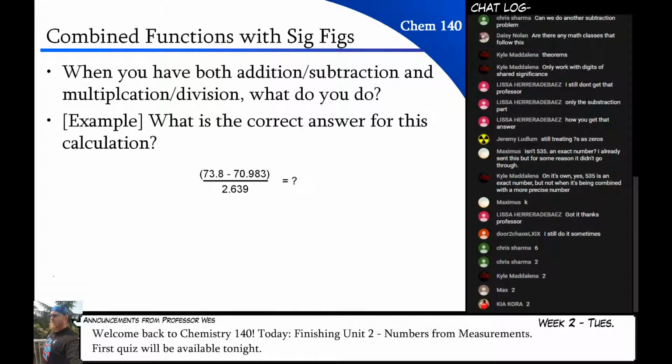All right. What happens if you have to do both things? So, for example, what is the correct answer for this calculation? If you punch it in your calculator, I got 1.0674499792. How many of those digits do I get to keep? And you might immediately be jumping to like, oh, well, there's only 3 sig figs in 73.8, so it must be 3. And that's how I get you. Okay? Because there's addition and subtraction, you can't just do the let's count the sig figs thing. If there was only multiplication and division, then sure, you could use the multiplication and division rule. But because there's addition and subtraction, we have to use the addition and subtraction rules too.